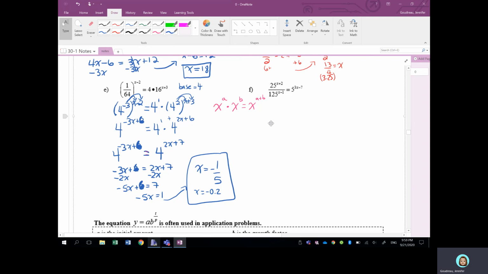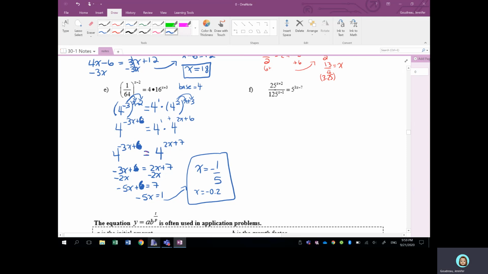Let's have a look at F. So in F, I can see right away, not everything is in the same base. Also, I recognize that there's not much I can do on that left-hand side. I can't divide 25 by 125. The reason I can't divide is because each of them have their own exponents. So they're committed to their own exponents first before they can divide by each other.